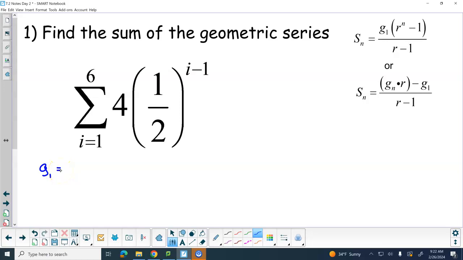What am I going to plug in? Putting in the bottom number into my rule, right? So that's going to be 4 times 1/2 to the 1 minus 1 power. 1 minus 1 is 0. Anything to the 0 power is 1. So 1/2 to the 0 power would also be 1. 1 times 4 is 4. So my first term is 4.